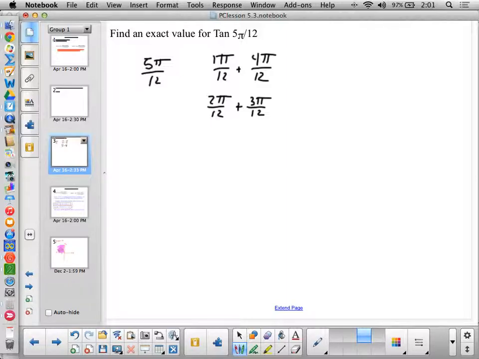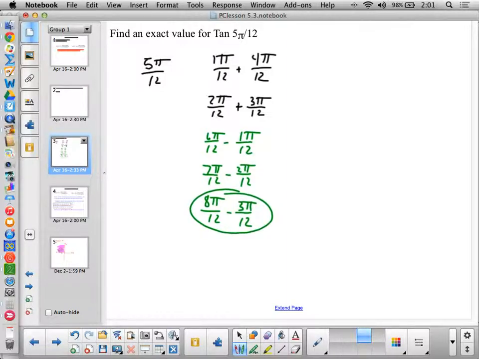Who said it had to be addition? Who said anything about it having to be addition? I could also do 5 pi over 12 as 6 pi over 12 minus 1 pi over 12. That doesn't help and doesn't reduce. How about 7 pi over 12 minus 2 pi over 12? Nope, not identity. 8 pi over 12 minus 3 pi over 12. Ah, those are both going to be identities because they both reduce. What's the tangent of 8 pi over 12? Well, it's tangent of 2 pi over 3, right? Negative root 3, and this is going to be 1. So that's the combination I'm probably going to want to use.